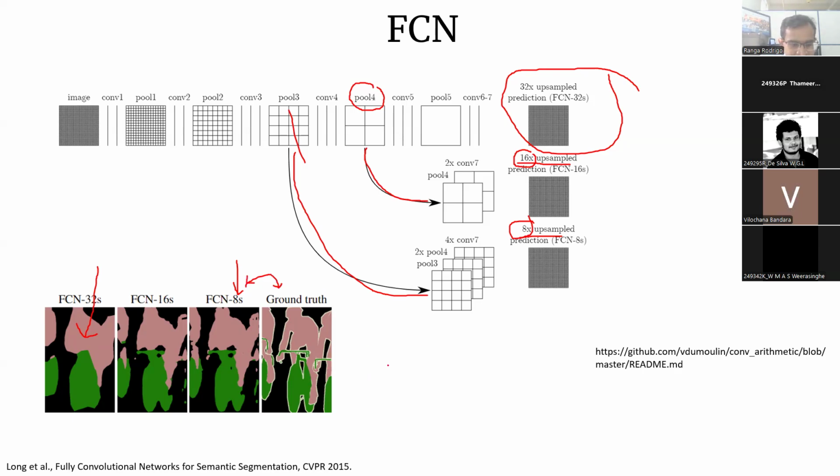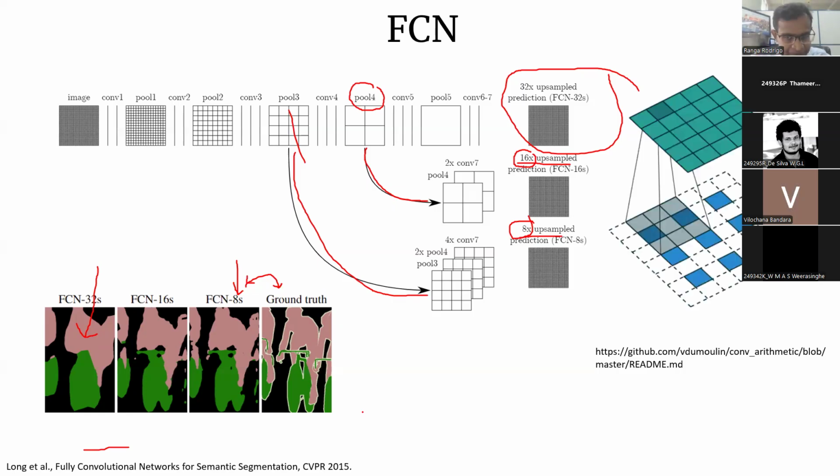Fully convolutional networks for semantic segmentation. Don't say fully connected. Sometimes I also make that mistake. Fully convolutional networks for semantic segmentation. So you can see this is an important contribution showing how convolutional neural networks can be used for segmentation. You can see the upsampling scheme that they do. They had this upsampling scheme.